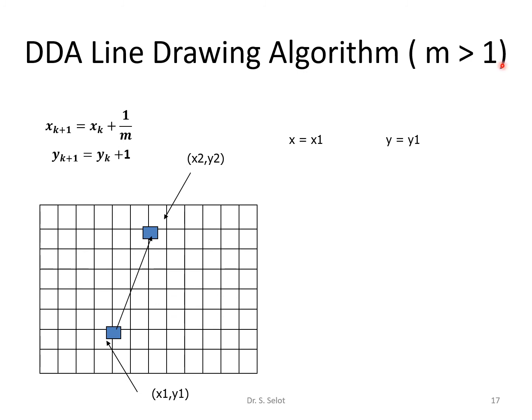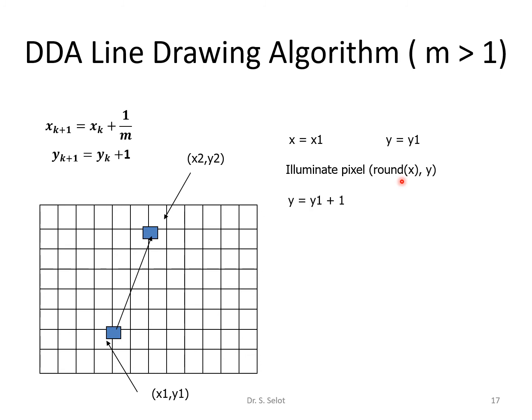Similarly, for the lines with the slope greater than 1, we know that y is incremented by 1. These are the calculations which will be used. The first point is initialized by x1 and y1. The calculation is done. The pixel is illuminated by now rounding the value of x, because now we get non-integer values on x, since x is incremented by 1 by m. So we perform a round operation on x and we get the nearest integer value and the pixel is illuminated.